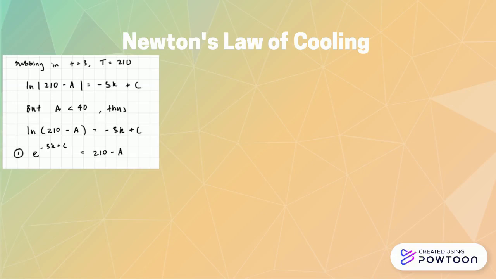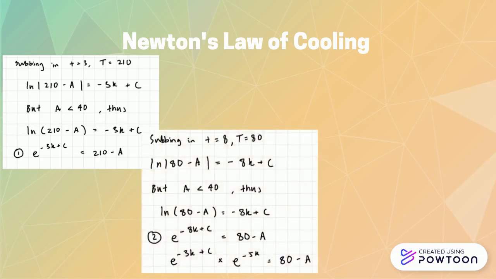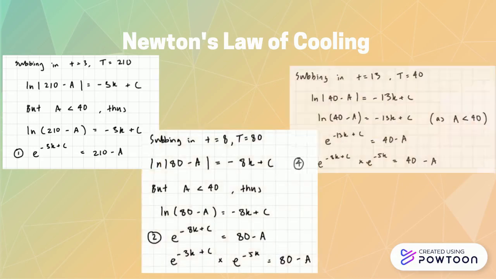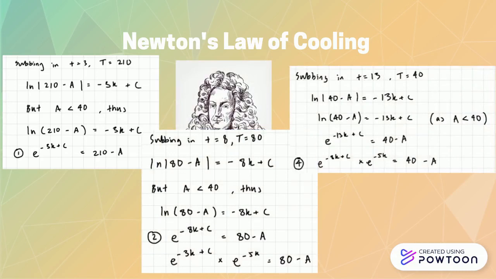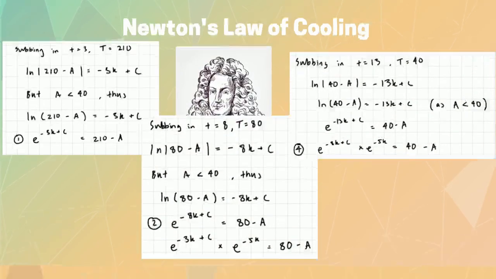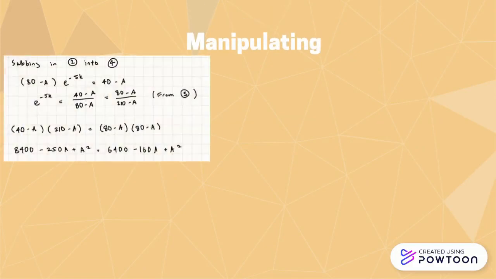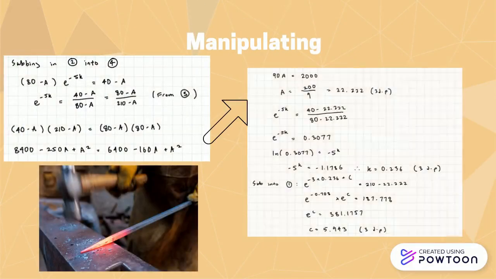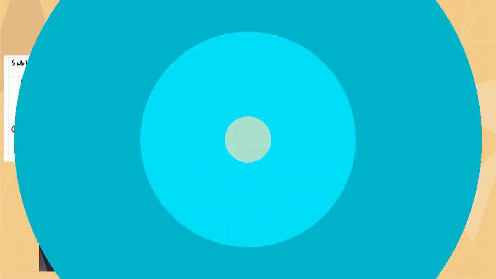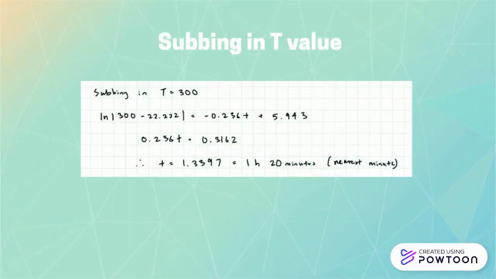As this expression alone cannot find the time taken, we must substitute other values of temperature and time that are known, which are time equals 8 hours, temperature equals 80 degrees, and time equals 13 hours and temperature equals 40 degrees, to form 3 simultaneous equations as shown below. Manipulating them to find the value of the constants, we have now determined a specific function which shows the temperature over time, and substituting our desired temperature gives the time it will take.